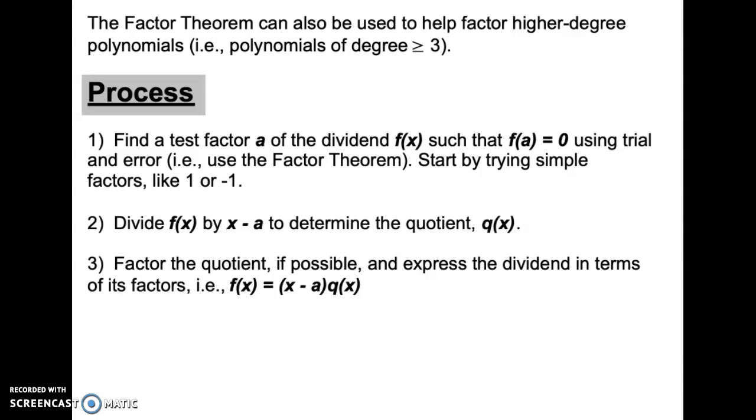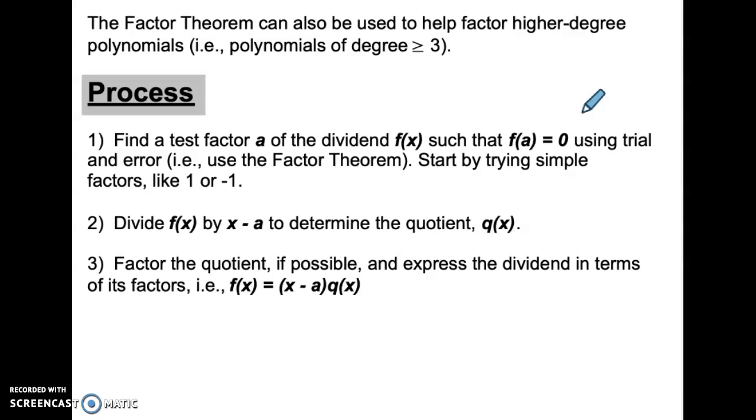So, to factor using the factor theorem, first we're going to find a test factor, which we will call a, so that f(a) equals 0. In other words, we're going to find a number that we can sub in to make our equation 0.